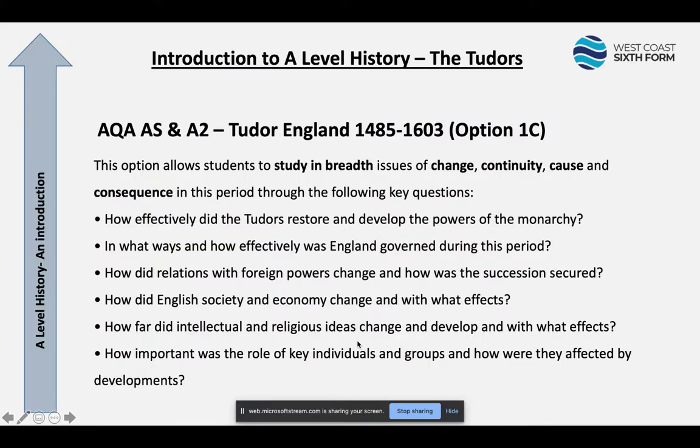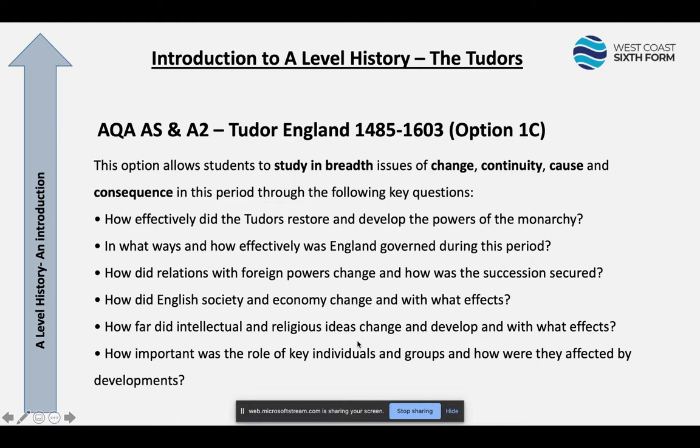The first topic that you'll have here is a breadth study, which means it's done over a relatively long period of time. You'll examine Tudor England between 1485 and 1603. You'll look at the change, continuity, causes, and consequences of a whole range of factors. Things such as how effectively the Tudors restored and developed the powers of the monarchy, how well and effectively England was governed in the period, and relations with foreign powers.